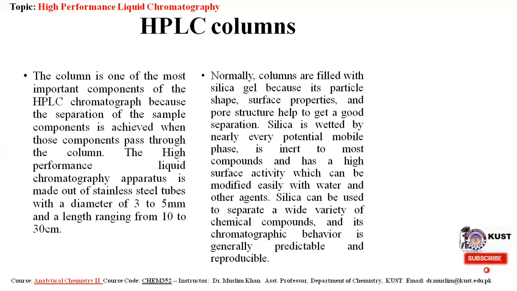Normally, columns are filled with silica gel because its particle shape, surface properties, and pore structure help to get a good separation. Silica is wetted by nearly every potential mobile phase, is inert to most compounds, and has a high surface activity, which can be modified easily with water and other agents. Silica can be used to separate a wide variety of chemical compounds. Its chromatographic behavior is generally predictable and reproducible. These two are very important factors: that the behavior of silica is predictable and reproducible.